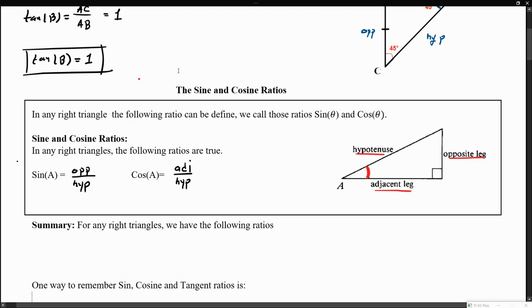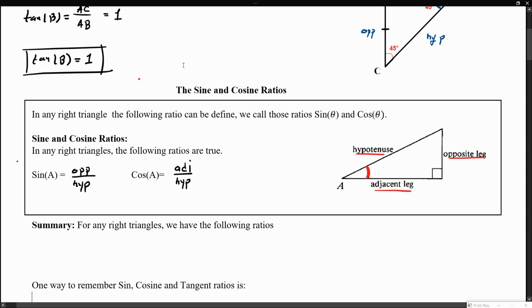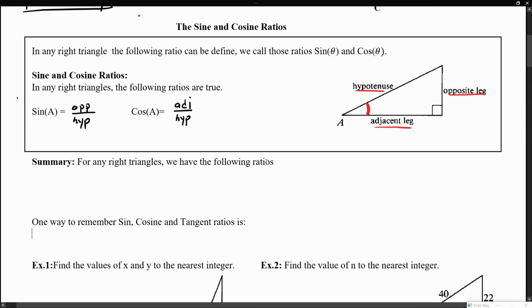Notice how we have three different ratios. We have tangent, which is defined as opposite over adjacent, and now we're introducing two new ratios. The sine of an angle will always be equivalent to the opposite over the hypotenuse, and the cosine of an angle will always be defined as the adjacent over the hypotenuse. These are just definitions that we're going to be using throughout the lesson.